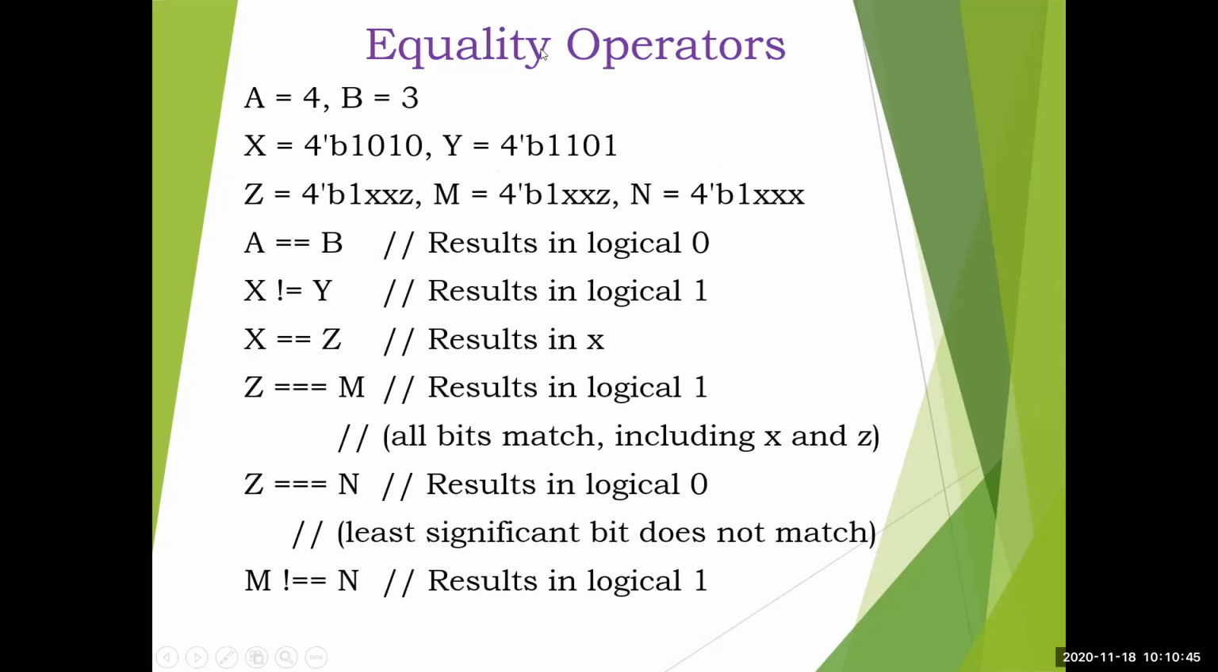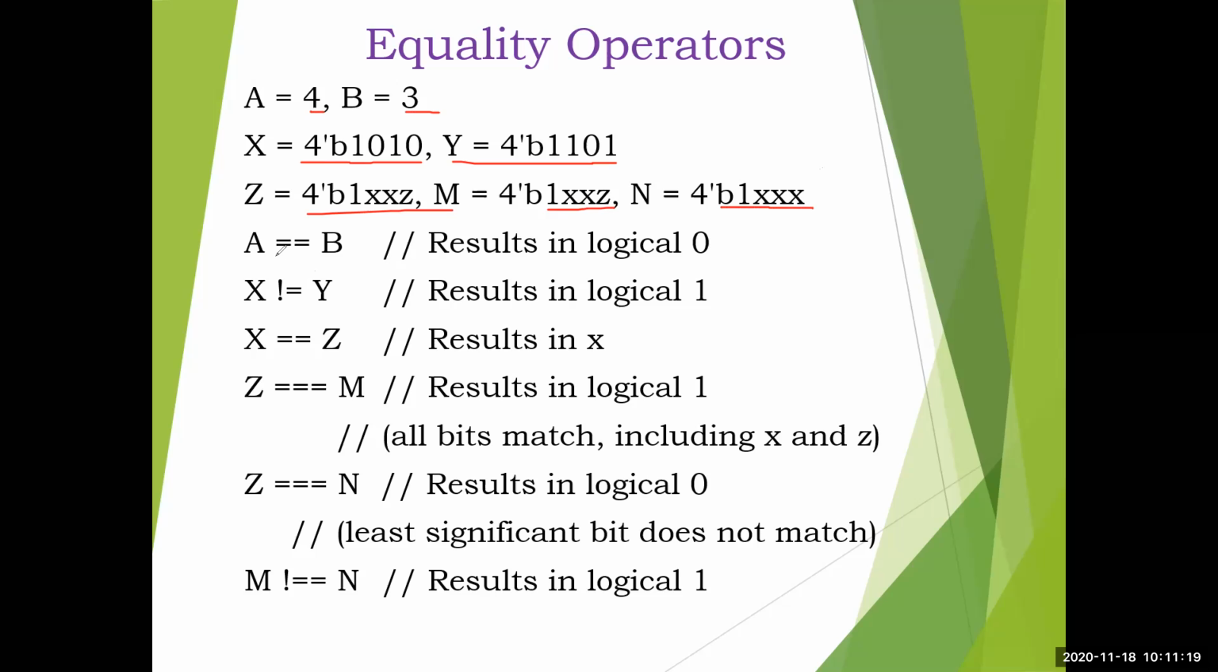So we have the first set of examples: a equal to 4, b equal to 3, and then x equal to 4 bit 1010 and y equal to 4 bit 1101. So this is 10 and this is 13, and z equal to 4 bit 1xxz, m equal to 4 bit 1xxz, and n equal to 4 bit 1xxx. So these are the various values we have taken. Now we'll use these in operators.